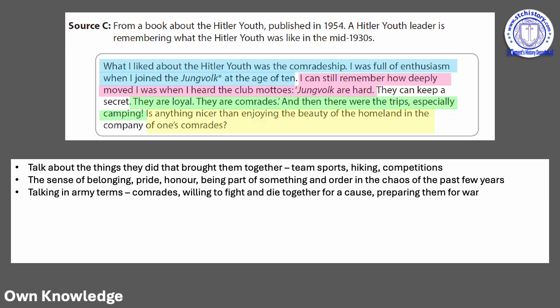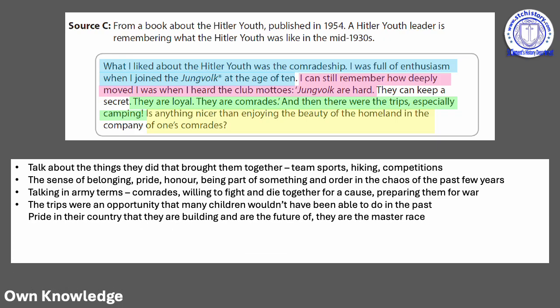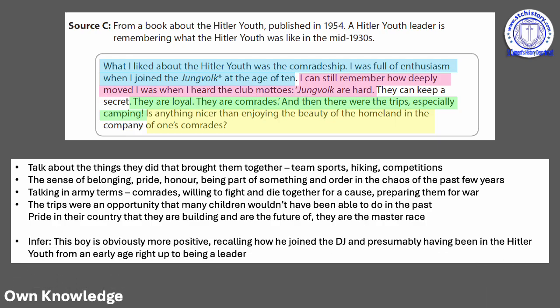Talking in army terms, talk about comrades, the word comrade. They're willing to fight and die together, preparing for the war. We know that they were quite happy to die for Hitler. The trips were also an opportunity that many children would not have been able to go on in the past, especially from a poor family. This brought pride in their country and their building for the future. They are the master race. So all of this stuff you could be bringing in as your own knowledge to back up 2 of those quotes. And obviously a little bit of an inference if you want.